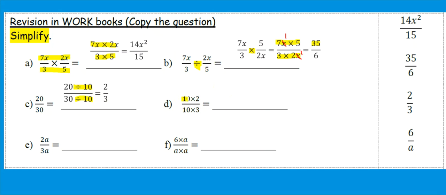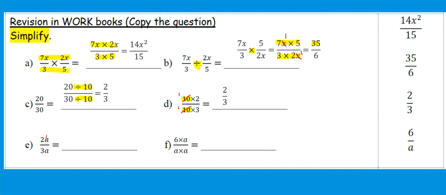Question D, we've got 10 times 2 on the top, 10 times 3 on the bottom. So the 10s here cancel out, just like the x's did up here. So 10 over 10 simplified is 1 over 1. 1 times 2 is 2, and 1 times 3 is 3, so we get 2/3.